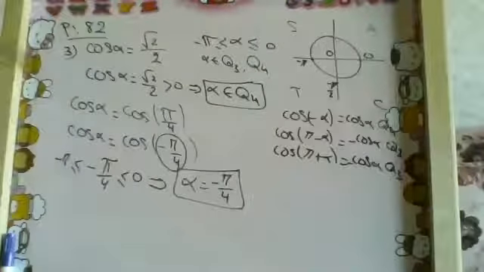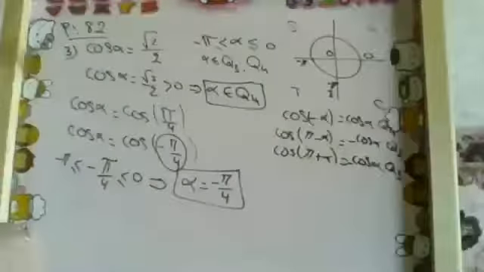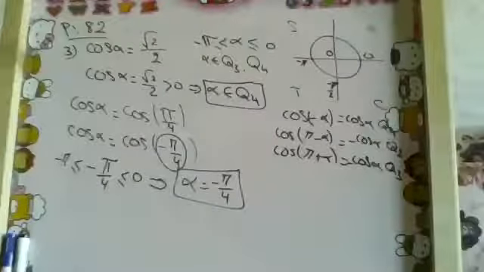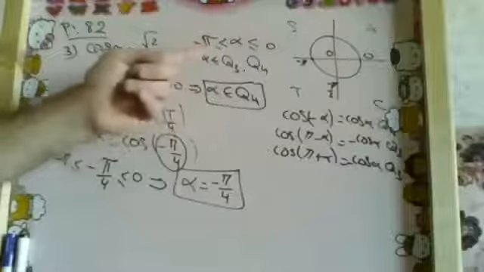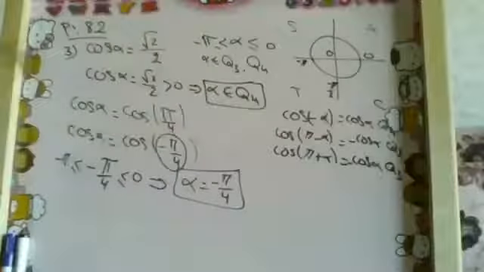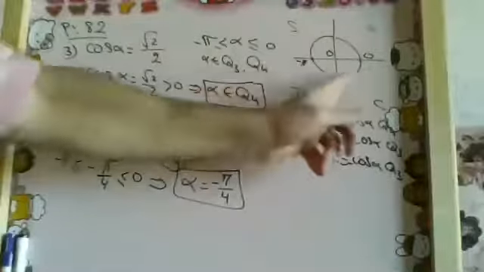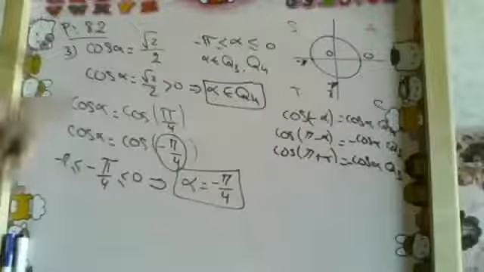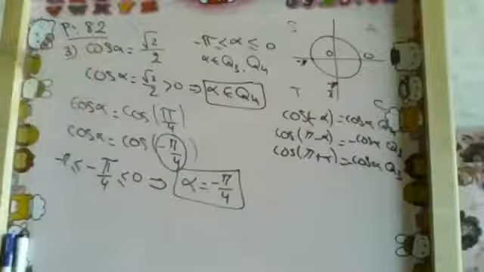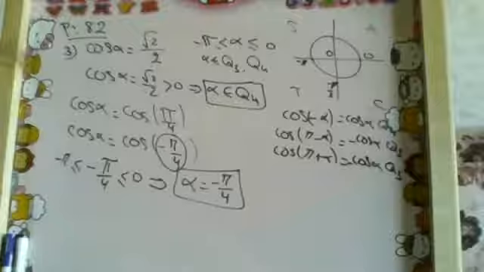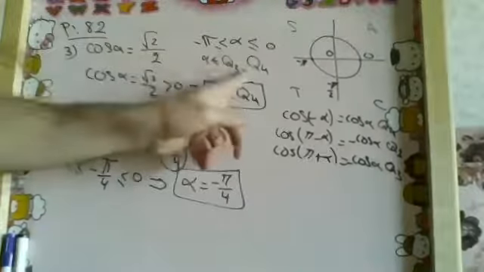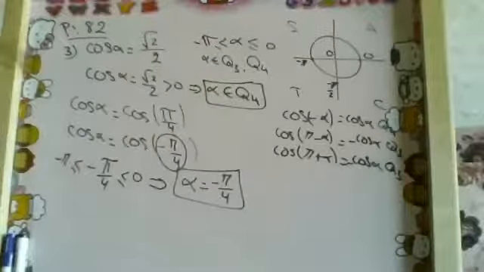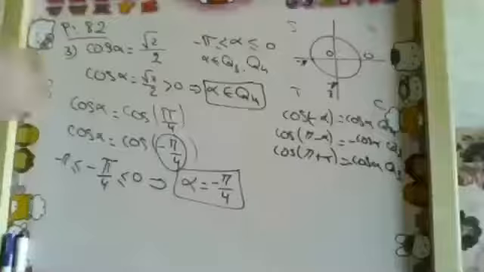Okay, I will go over it again. Step number 1: the interval is negative pi to 0, so quadrant 3 or quadrant 4. But here you are given cosine alpha equal to radical 2 over 2, so it is positive. So it can't be in quadrant 3. It should be in quadrant 4, because cosine is positive in quadrant 4. So alpha should be in quadrant 4.